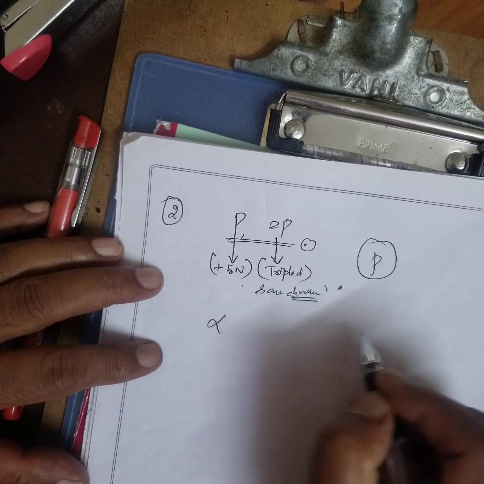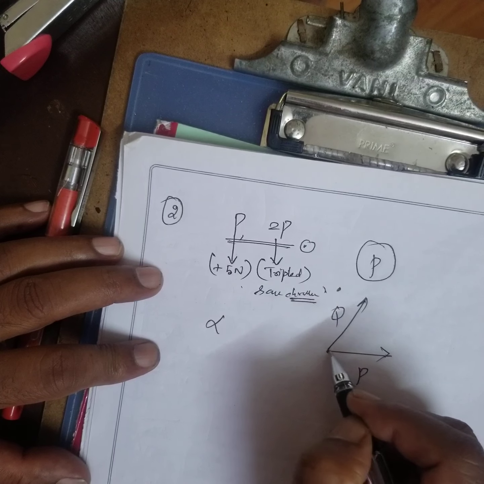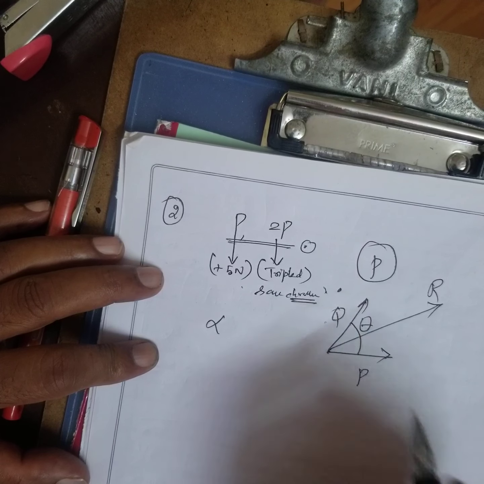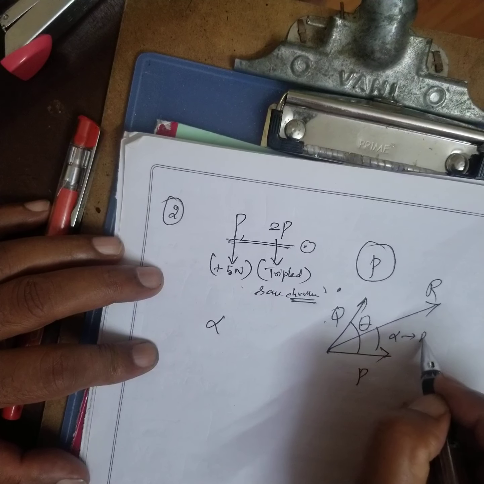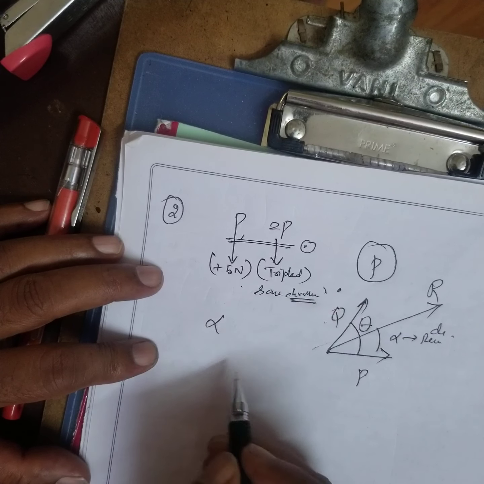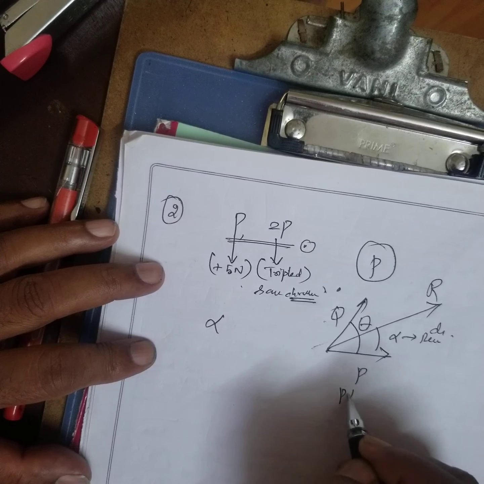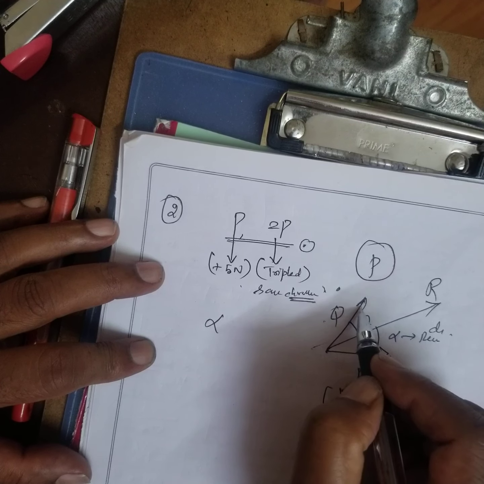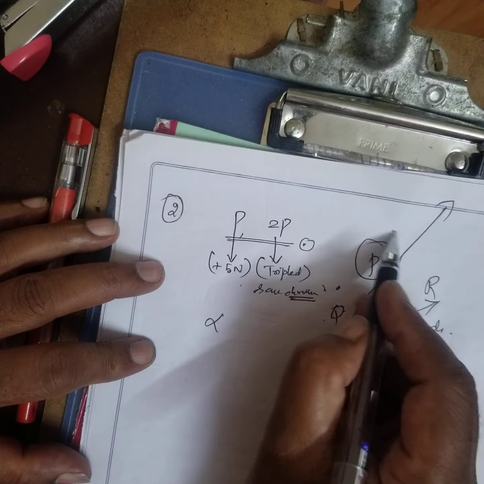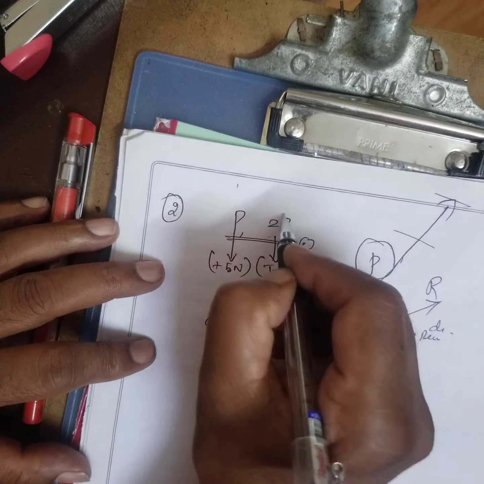What is alpha? See, this is P, this is Q, this is the resultant, and this is the angle between P and Q. Alpha is the direction of the resultant. They have given that alpha is the same. In the second case, P becomes P plus 5, and Q is tripled.